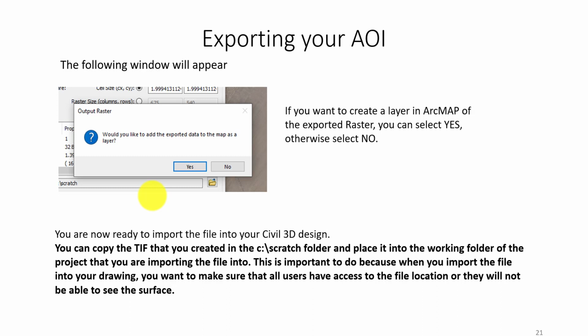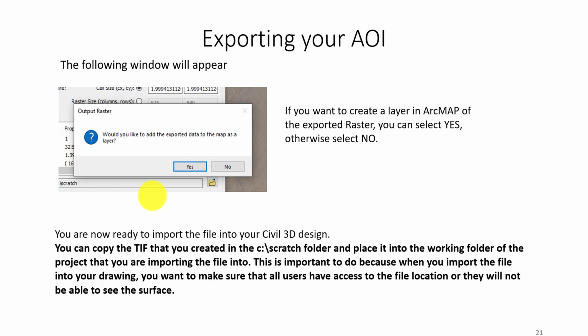You can copy that TIFF file that you created in the C Scratch folder and place it into the working folder of the project that you're importing the file into. This is very important to do, because when you import that file into your drawing, you need to make sure all users have access to that file location. Otherwise they will not be able to see the surface. So just keep that in mind.